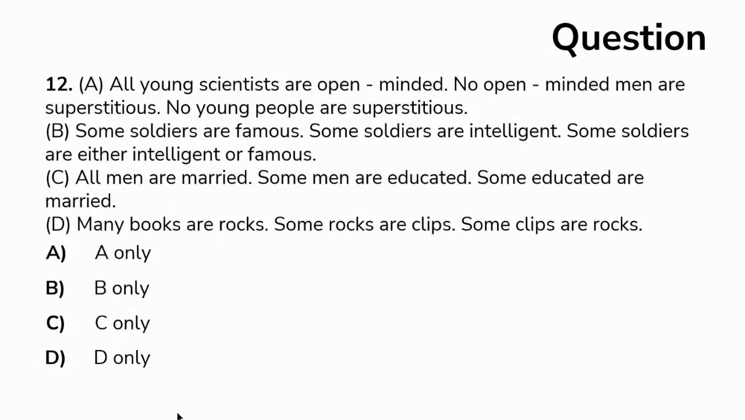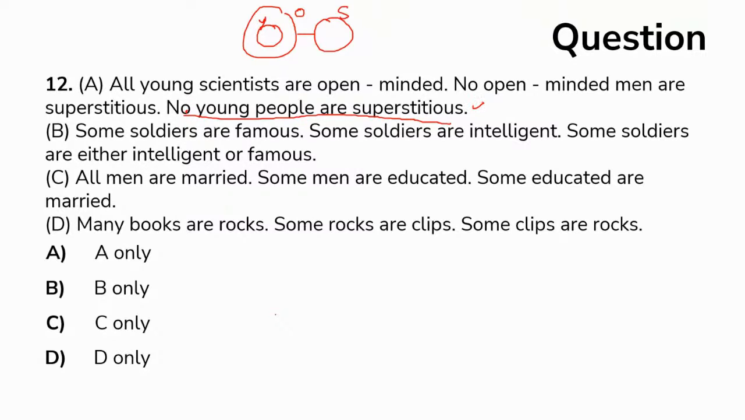Yes, guys, if I go for this, what they're saying here is all young scientists are open minded. So young scientists are open minded, and no open minded men are superstitious. So open minded and superstitious. No young people are superstitious. Yes, there is no connection between young and superstition. So this is right.